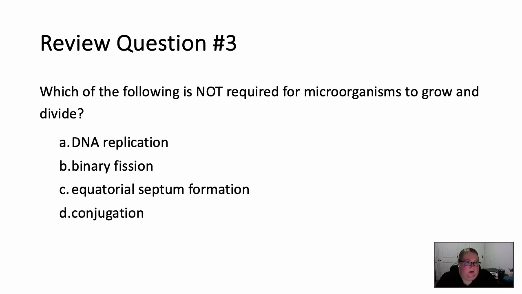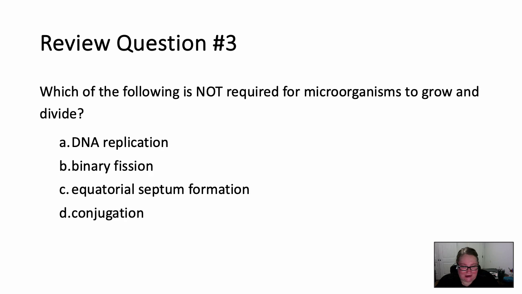Okay, review question number 3. Which of the following is not required for microorganisms to grow and divide? A, DNA replication, B, binary fission, C, equatorial septum formation, or D, conjugation. Pause the video, flip through your notes, and see if you can find the answer.